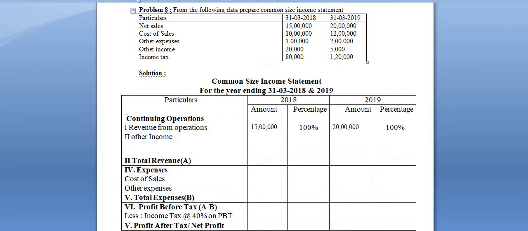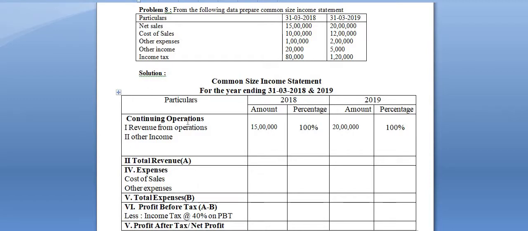So what details are given in the income statement? There is net sales, cost of sales, other expenses, other income, and income tax. Write the solution and write the heading: common size income statement for the year ending 31st March 2018 and 2019. Draw a statement of 10 to 15 lines with 4 amount columns, including the particulars column. In particulars, first write the heading continuing operations. This format will remain the same.